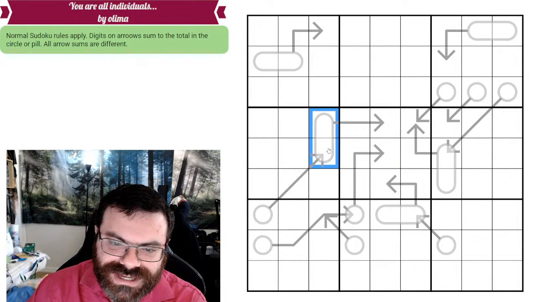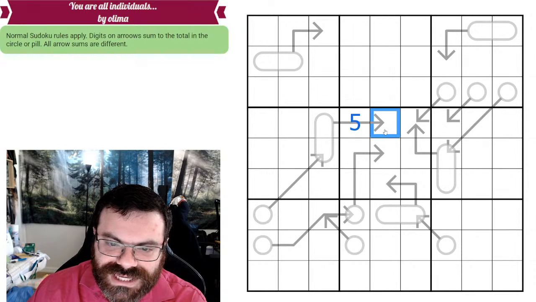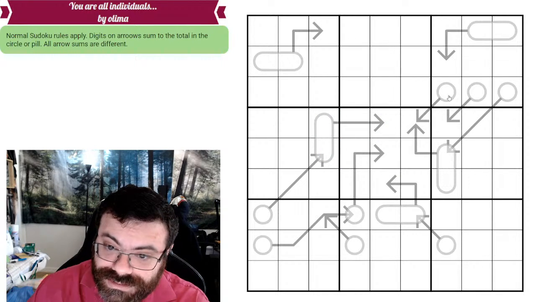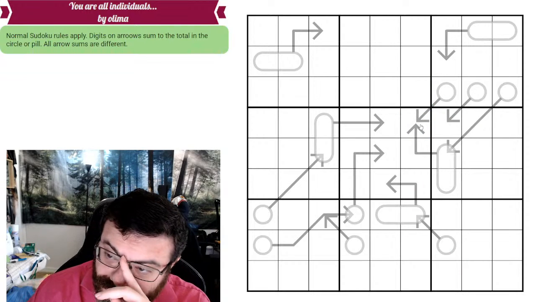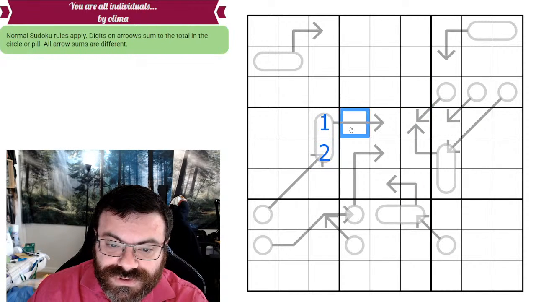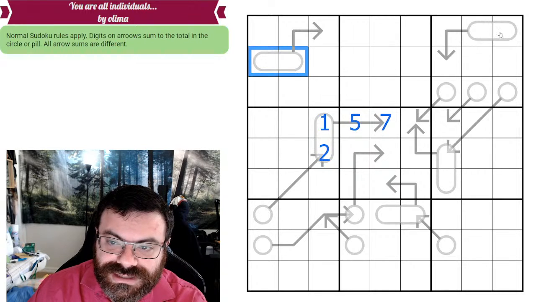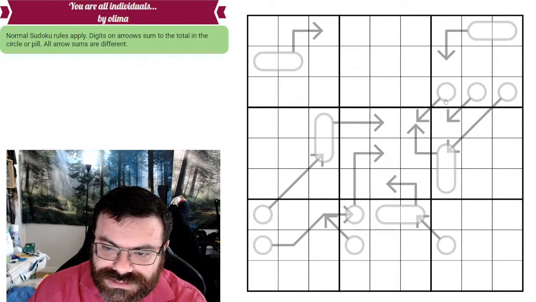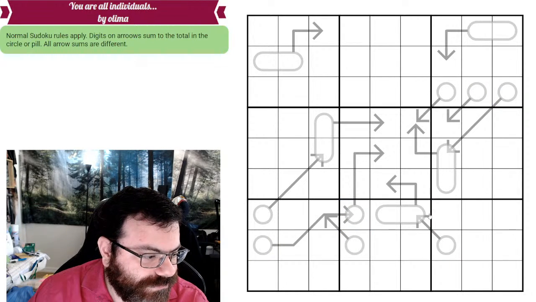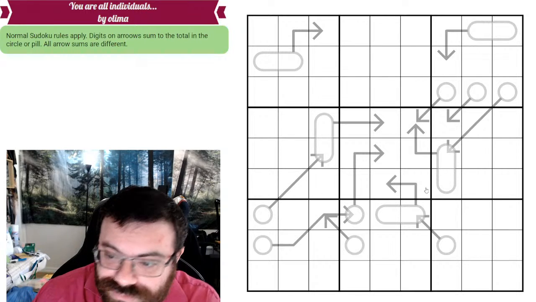These pills are read as 2-digit numbers from top to bottom or from left to right. So if this were 5, 7, that would add to 12, and I'd write 1, 2 like that because that's 12. If it's just a short stubby one like that, that just means these two are the same digit. And then also all arrow sums are different. So if this one were 5, 7, 12, then I couldn't make any of these other ones add to 12. And same with these little circles. They all sum to something different. And those are the rules.